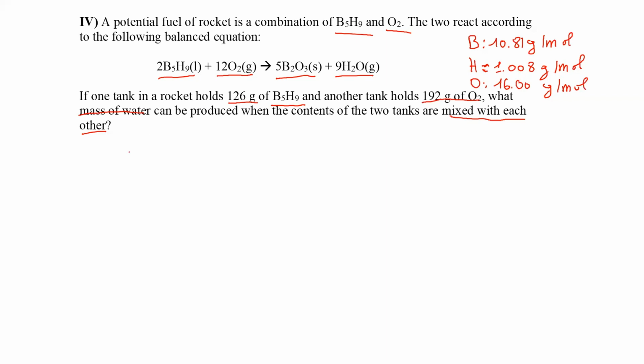So we have pentaborane, B5H9. So the molar mass will be 5 times 10.81 plus 9 times 1.008. And it should be equal to 63.12 gram per mole. And the other one that we will need is boron oxide.